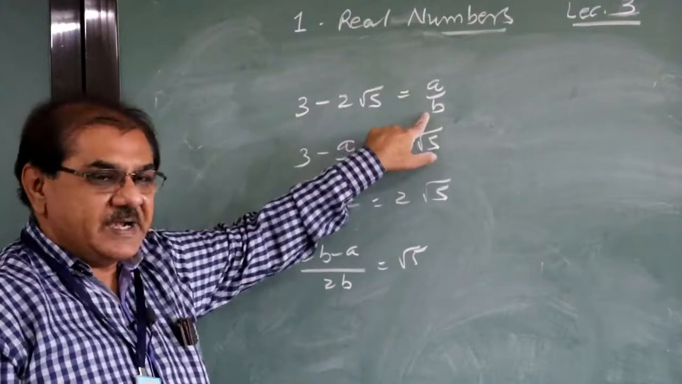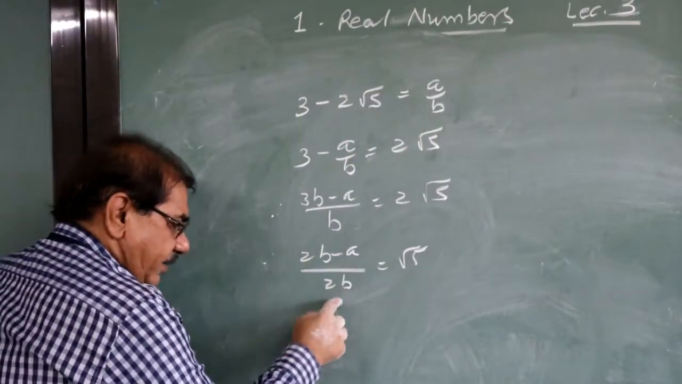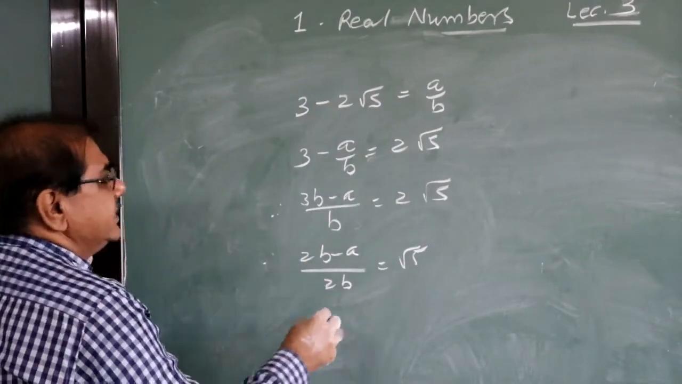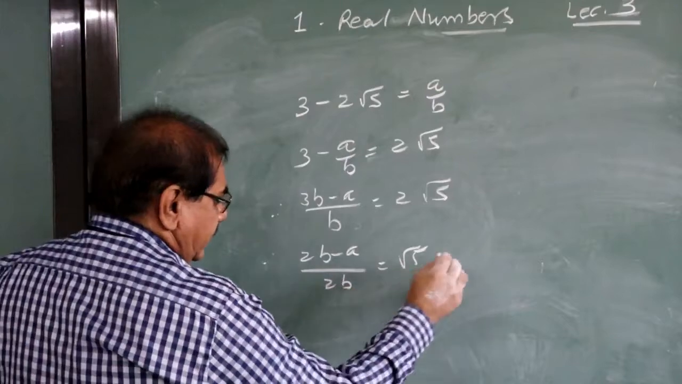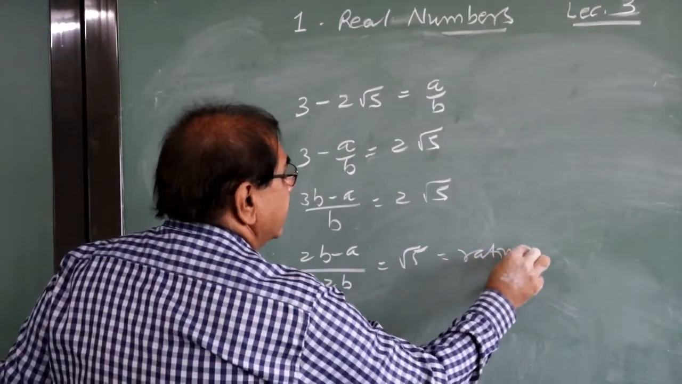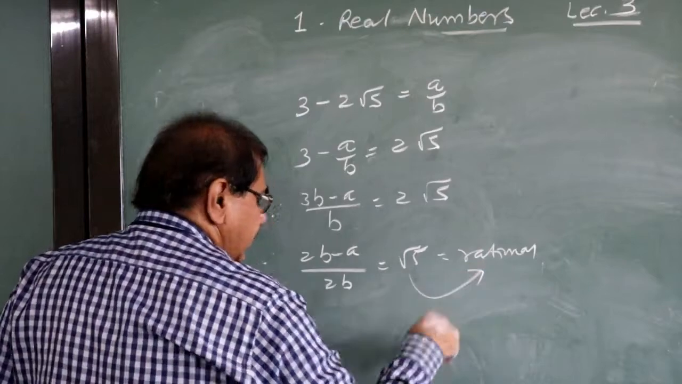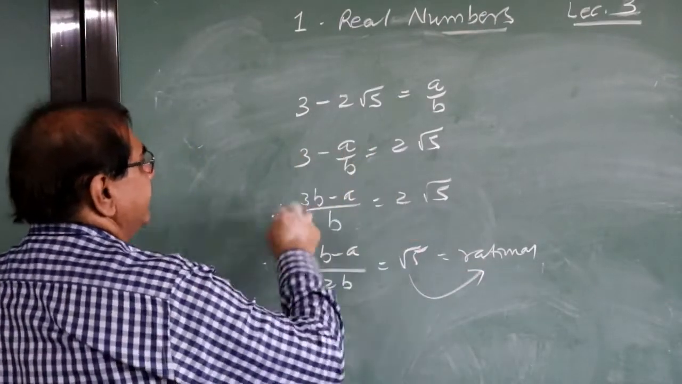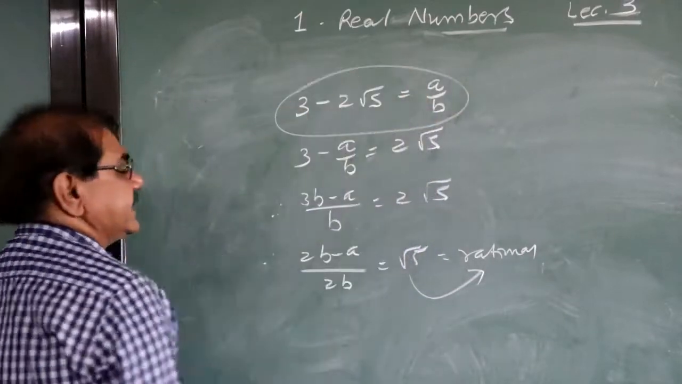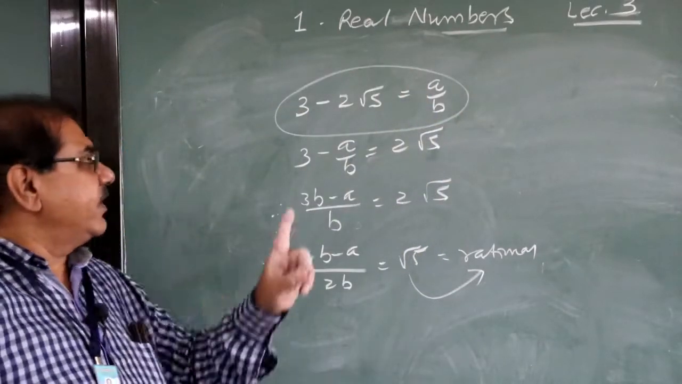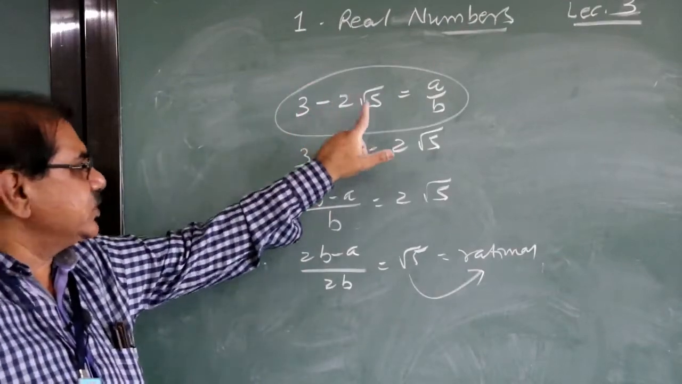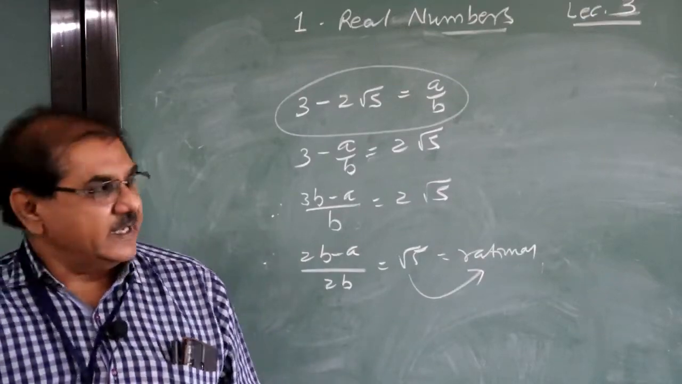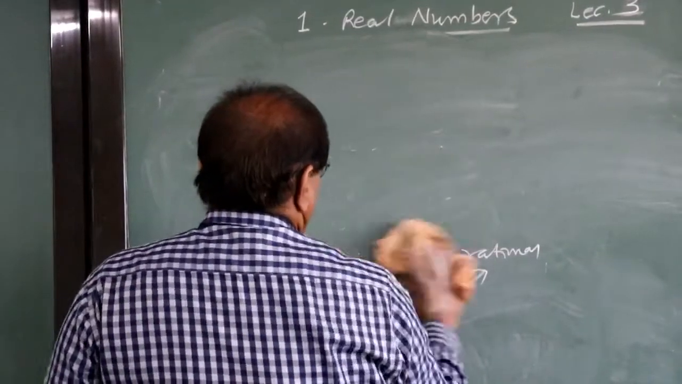As A and B are integers, 3B minus A upon 2B will also be integers, and they form a rational number. So ultimately I have proved that root 5 is rational. But we know that root 5 is not a rational number. So what is the mistake? We proved a wrong statement because we assumed that this was a rational number, which was a fault. Therefore, now we can correct the statement: 3 minus 2 root 5 cannot be a rational number. Means it is an irrational number. Is it clear?